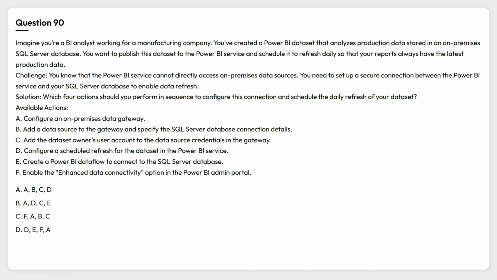Option A: A, B, C, D. Option B: B, A, D, C, E. Option C: C, F, A, B, C. Option D: D, D, E, F, A. The correct answer is option A: A, B, C, D.